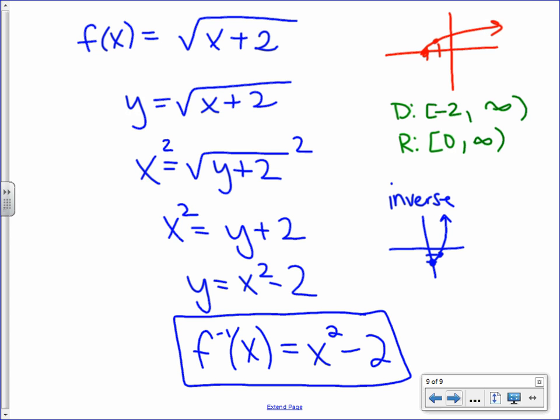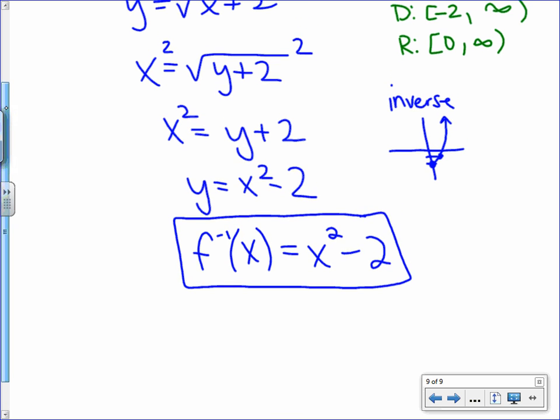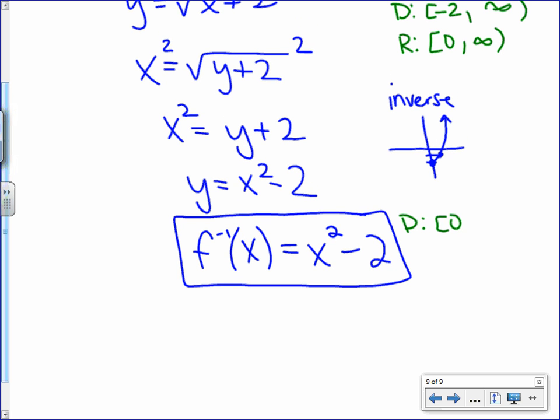We cannot have an entire parabola because it doesn't have an inverse, okay? So when we get down to the domain and range for this inverse, remember, whatever our original function is, the domain and range just switch. So the domain for our inverse is 0 to infinity, because that's the range up here. Our range is -2 to infinity, because that's the domain up there.